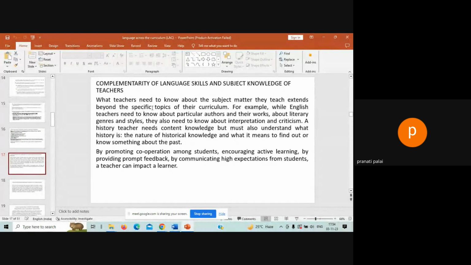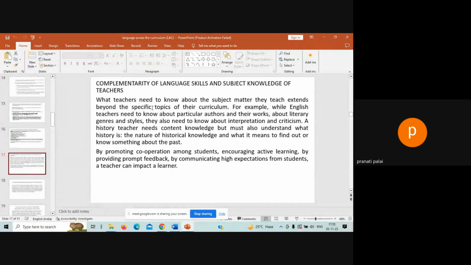What teachers need to know about the subject matter they teach extends beyond the specific topics of the curriculum. For example, while English teachers need to know about particular authors and their works, about literary genres and styles, they also need to know about interpretation and criticism. A history teacher needs content knowledge but must also understand what history is. We can say that history is interpretive or narrative: the nature of historical knowledge and what it means to find out or know something about the past. So a history teacher must also have sufficient content knowledge.